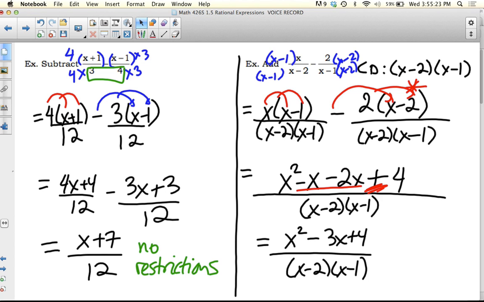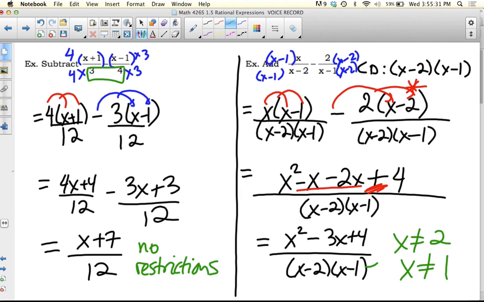And that's it. So our restrictions here are x cannot equal 2 and x cannot equal 1, and that's coming from here, okay?